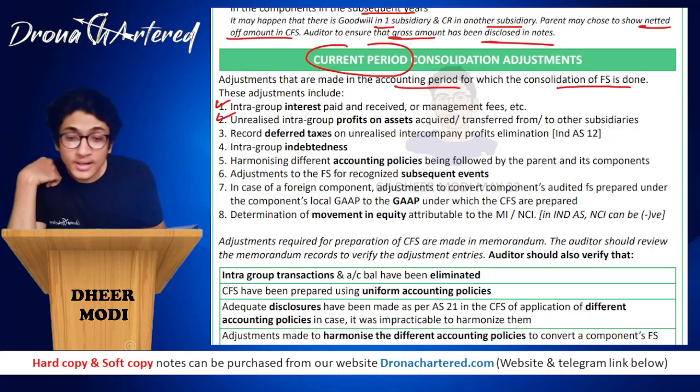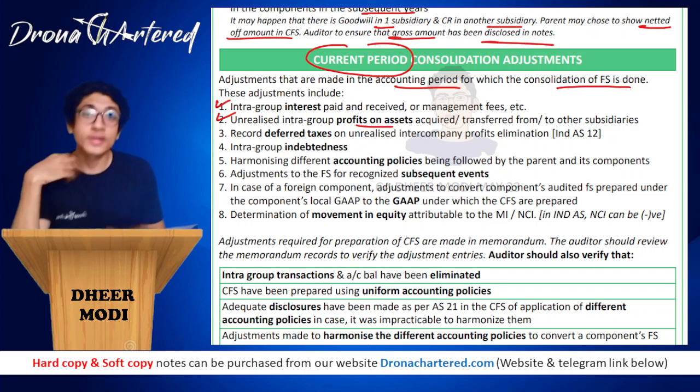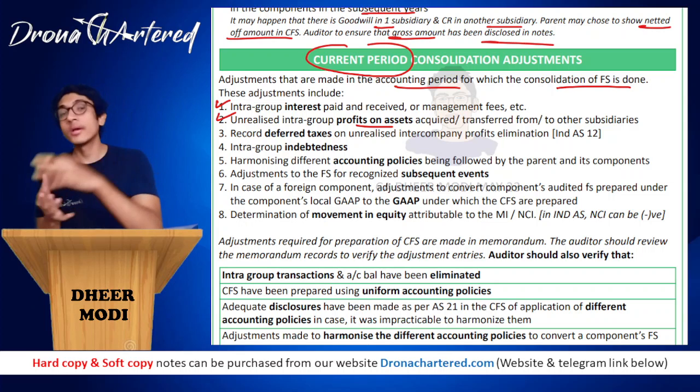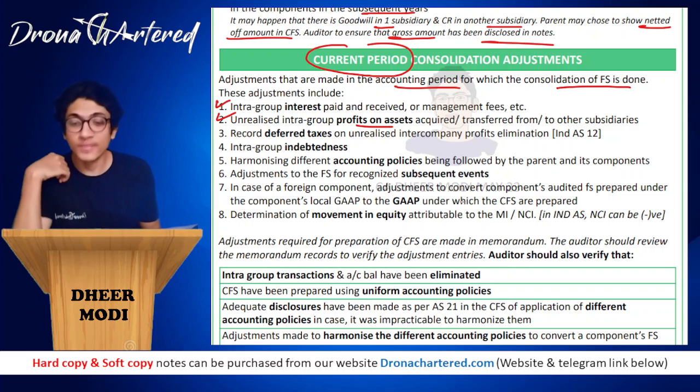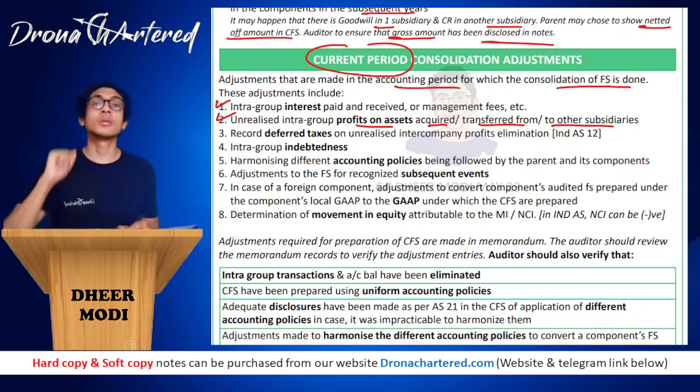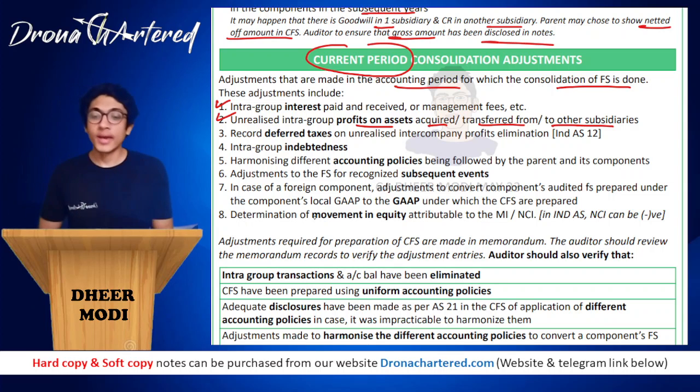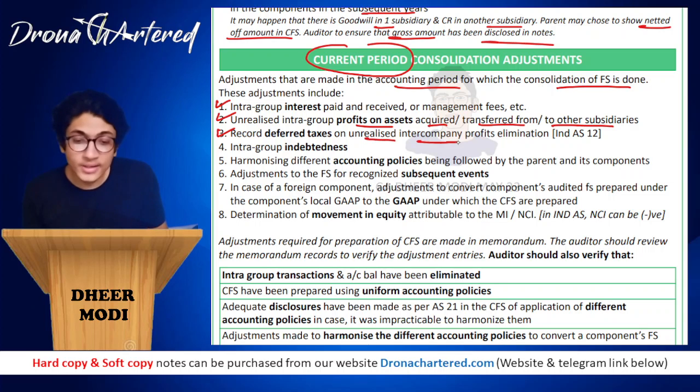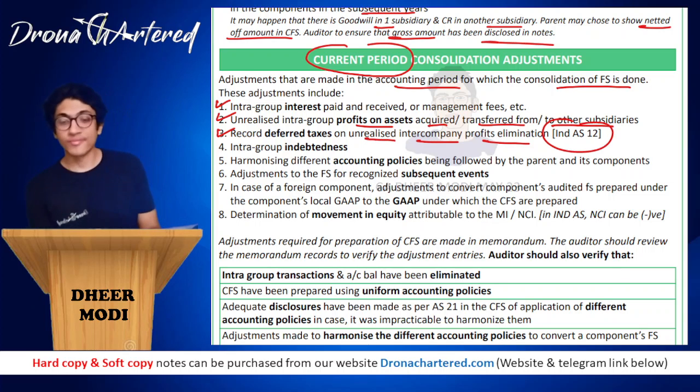Next, unrealized intra-group profits on asset. If one component sold any asset to another component at a profit, so this profit also has to be eliminated. So unrealized intra-group profits on assets acquired, transferred from or to other subsidiaries. So this has to be eliminated. Third, record deferred taxes on unrealized intercompany profit elimination. That is as per your Ind AS 12. I've never liked that Ind AS, so I will not be able to explain it in very depth.